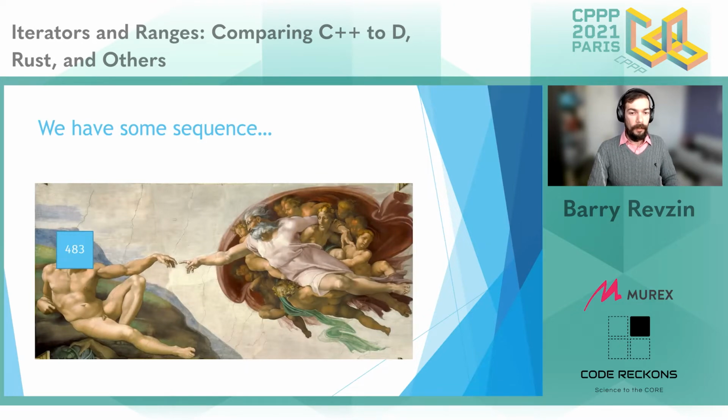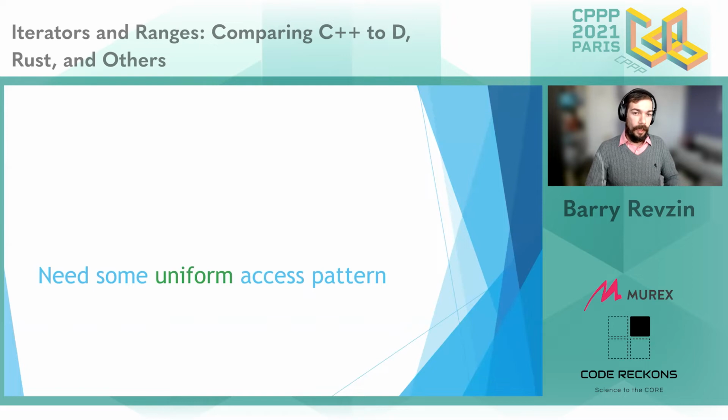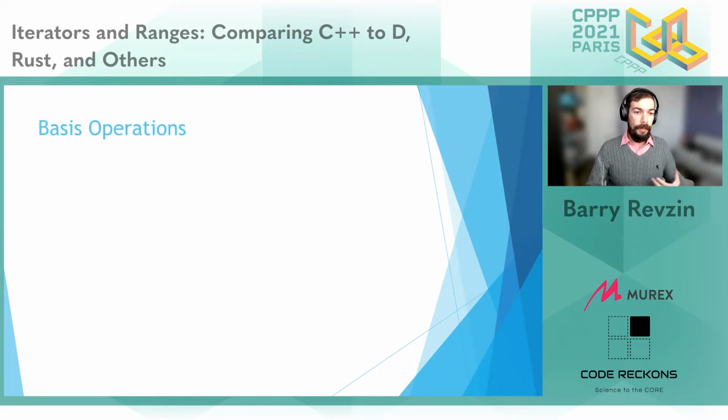Regardless of what kind of sequence we have, it's important that we have some kind of uniform access pattern. Because if we don't have a uniform access pattern, we can't really write algorithms that can work on different kinds of sequences. We'd have to write bespoke code for every case. And that's fairly tedious. And so we need to have some sort of basis on which to build our model.